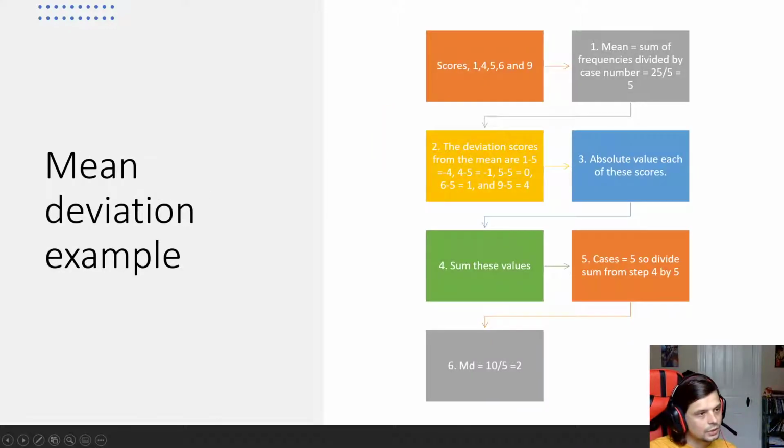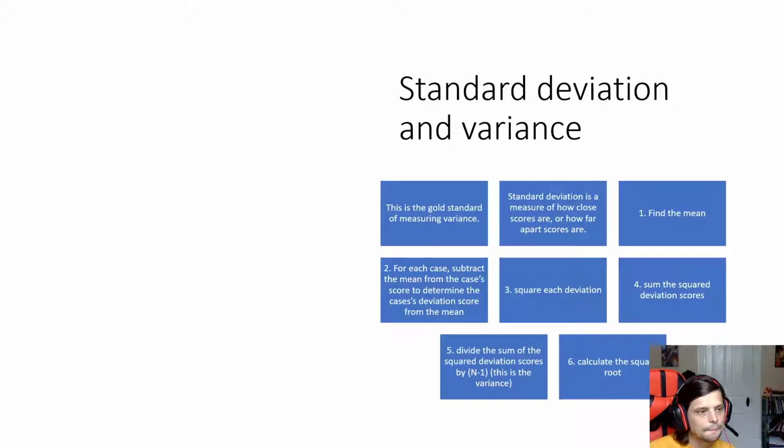This is how to do it on the PowerPoint if you need to do it on the PowerPoint. Standard deviation and variance. For this, I am not going to make you calculate standard deviation on your own. This is how you do it though, by the way, if you ever need to. You have to find the mean. For each case, subtract the mean from the case's score to determine the case's deviation score. Now, instead of absolute valuing the score, we square each of those deviations.